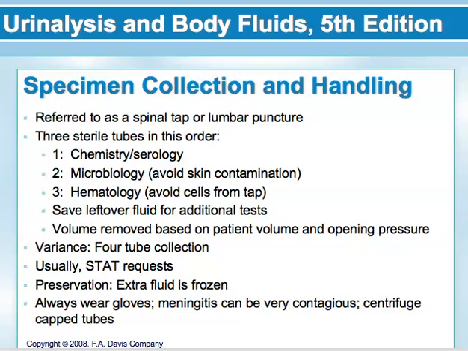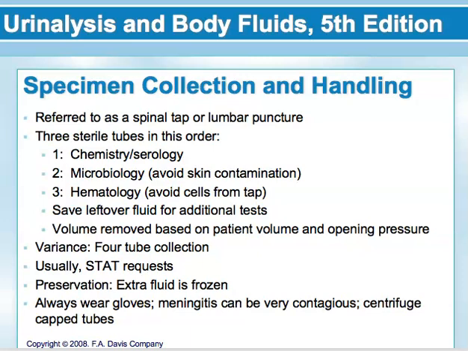Tube 1 would be used for chemical and serological tests, because those tests are going to be less affected by blood or bacteria that might have been introduced into the sample as a result of the tap procedure. Tube 2 would be used for microbiology testing. Tube 3 is going to be used for the cell count in a 3-tube collection, because it's least likely to contain cells introduced during the tap. It's used just as an extra tube for additional testing in a 4-tube collection.